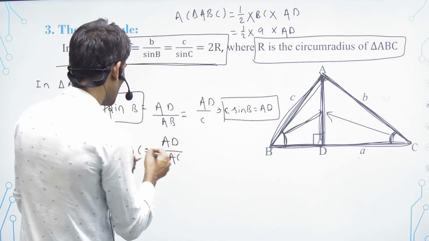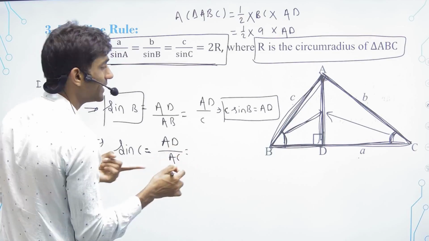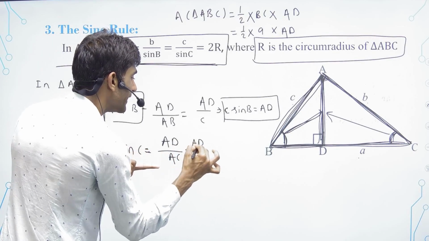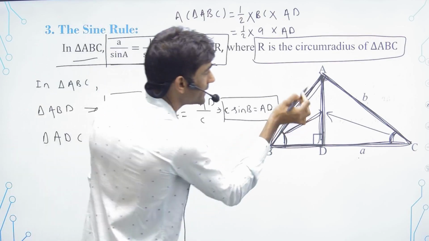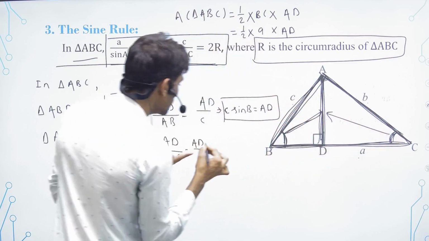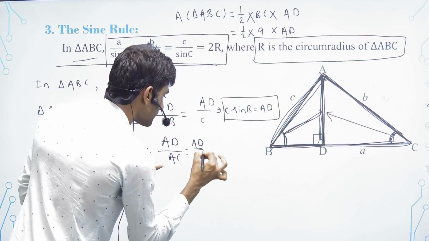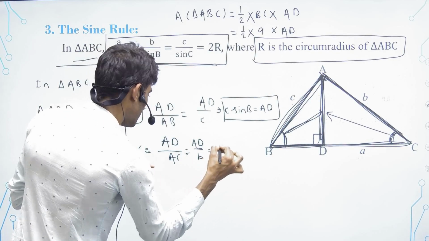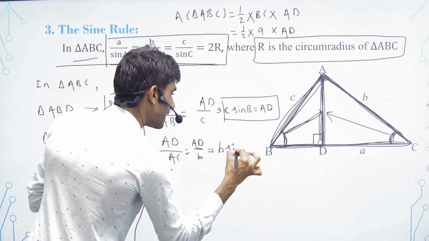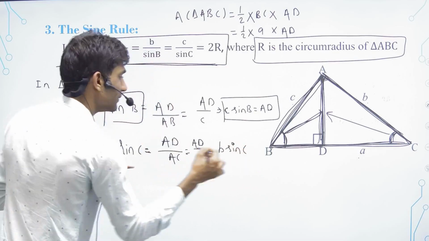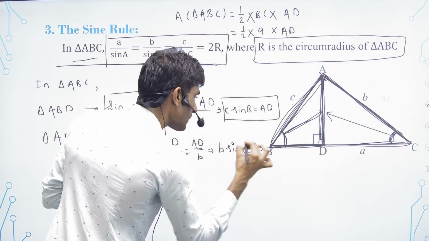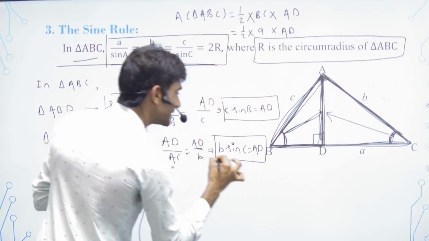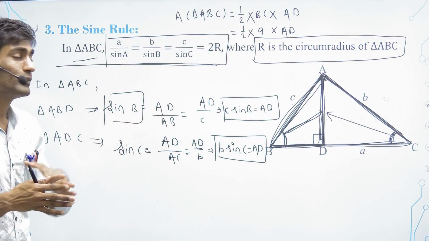So using that, put the value for AD and AC. We don't have any value for AD. Now substitute the value for AC. We can see that AC is equal to small b. Now transfer this value over here. So we'll get b sine C, which is equal to AD. So we have the second value, b sine C, which is equal to AD.